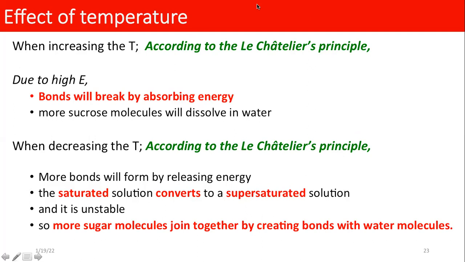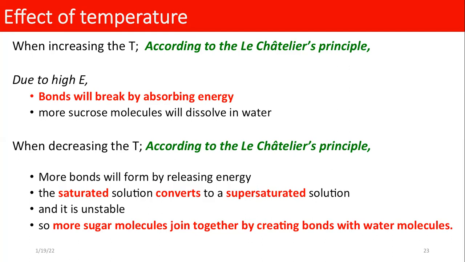Then we are going to increase the temperature. Now you can give your comments. The sugar solution is now saturated and we need to dissolve more sugar, so what do we have to do: reduce the temperature or increase the temperature? Your answer will be increase the temperature. If we need to dissolve more sugar in water, then we have to increase the temperature. Increasing the temperature means we provide more energy.